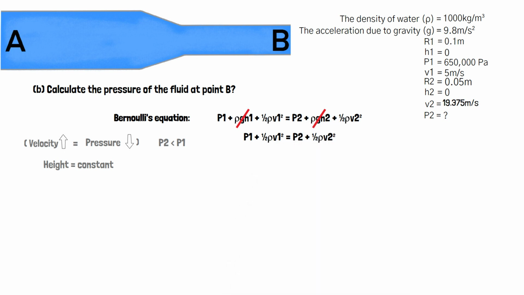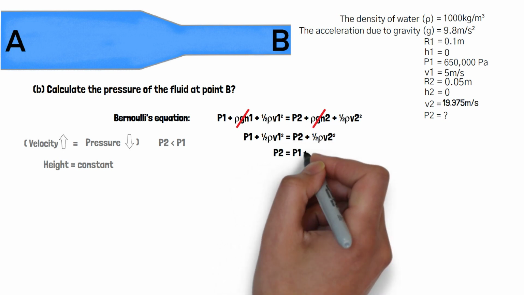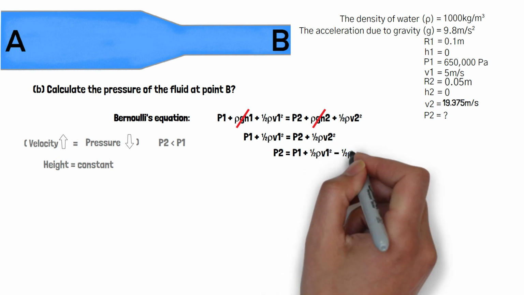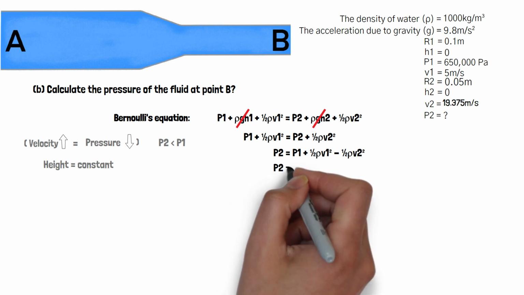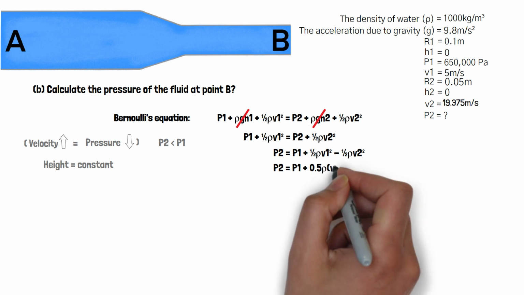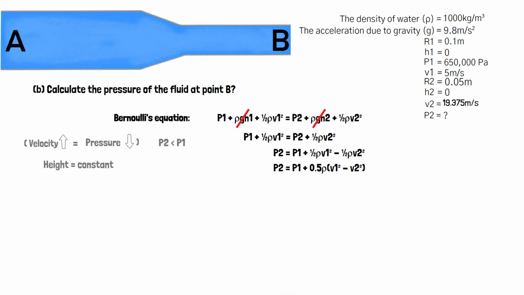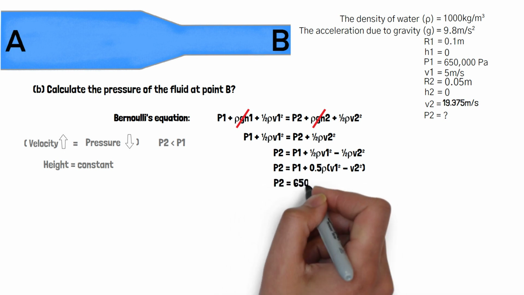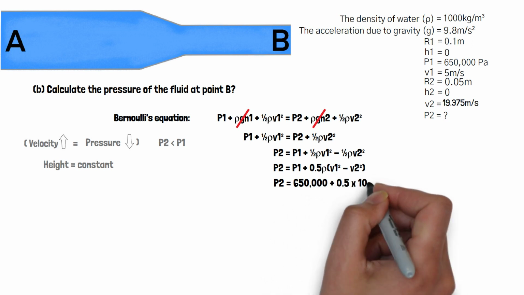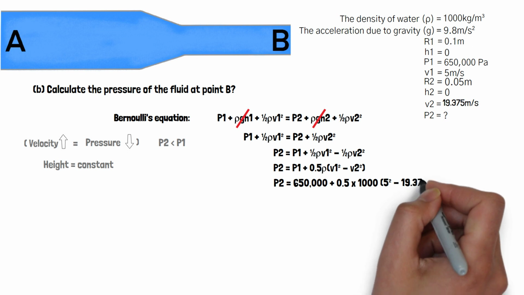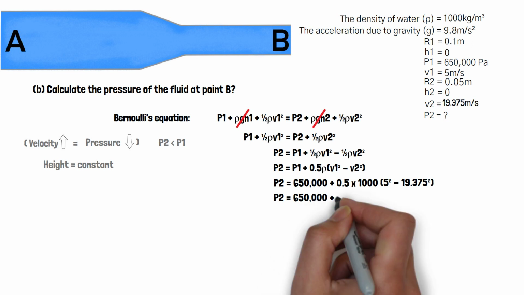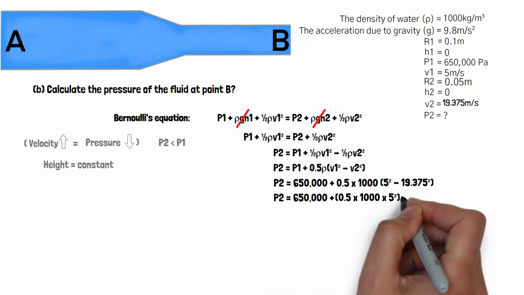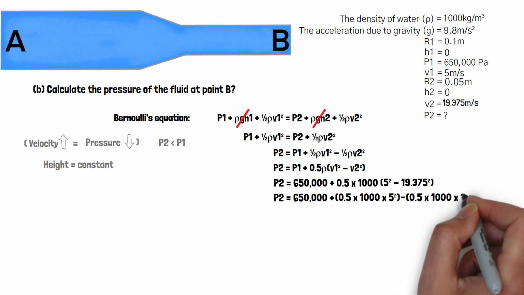Rearranging this equation for P2 gives us P2 equals P1 plus half ρv1 squared minus half ρv2 squared. Or we can simplify this by factoring out the half and the rho to give us P2 equals P1 plus half rho times (v1 squared minus v2 squared). Once this is done, we can go ahead and plug our numbers in to find P2. So we know that P1 is 650,000, rho is 1000, V1 is 5 and V2 is 19.375. Multiplying out our brackets gives us 650,000 plus half times 1000 times 5 squared minus half times 1000 times 19.375 squared.